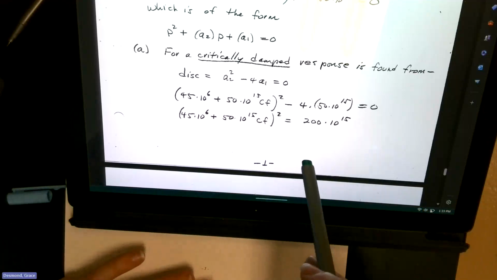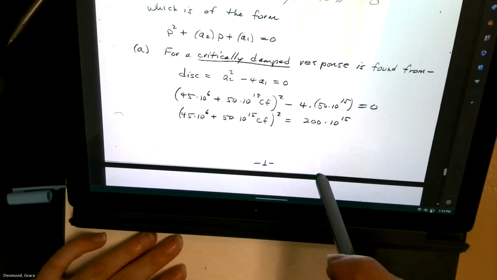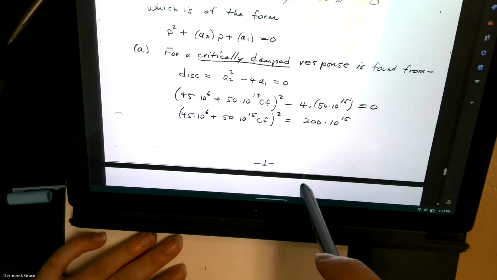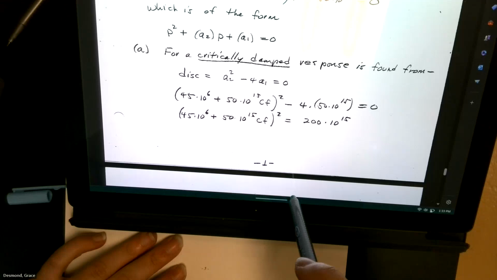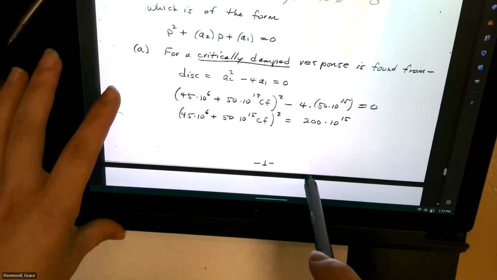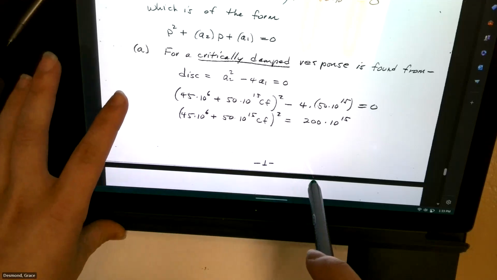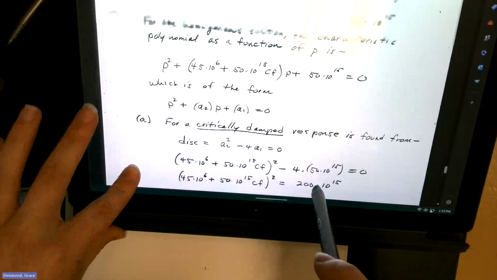Basically, it's setting them equal to 0. And he resolved A2.